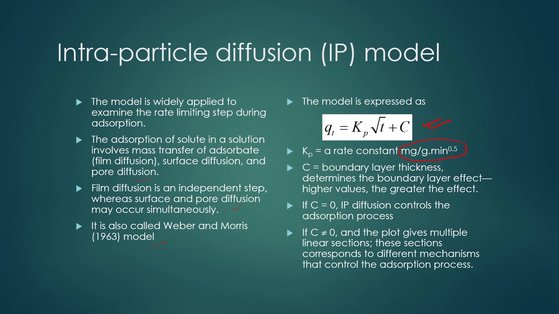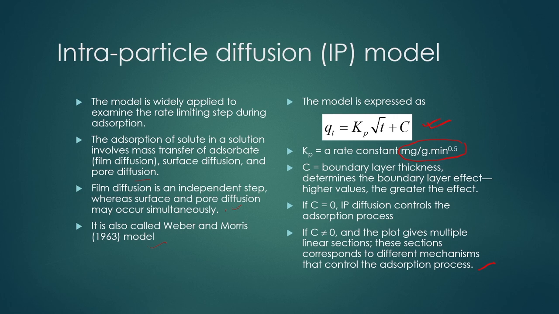If C is equal to 0, then you can say that intraparticle diffusion controls the adsorption process. And if C is not equal to 0, then the plot gives multiple linear sections, and these sections correspond to the different mechanisms that control the adsorption process. So this is another important model, the intraparticle diffusion model. Here we basically consider that whenever solute adsorbs onto the surface, how does the mass transfer happen? The solute transfer happens by diffusion.